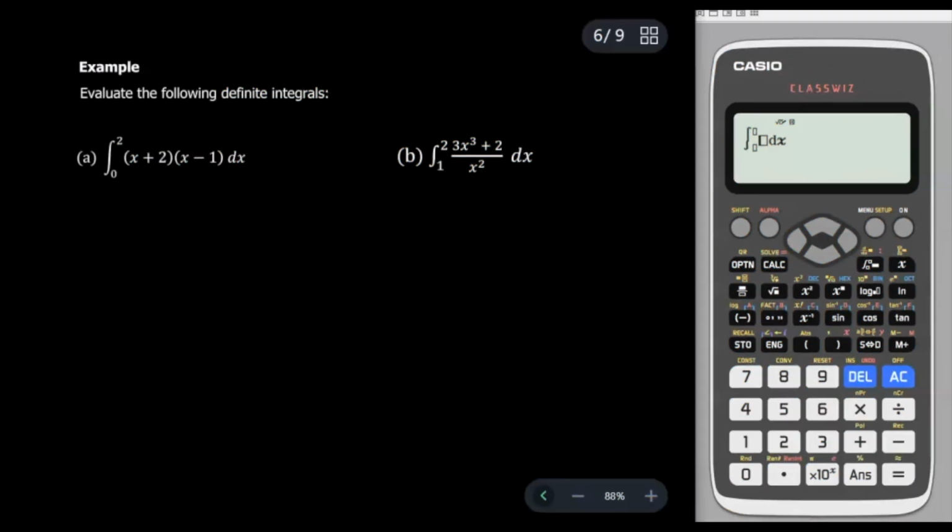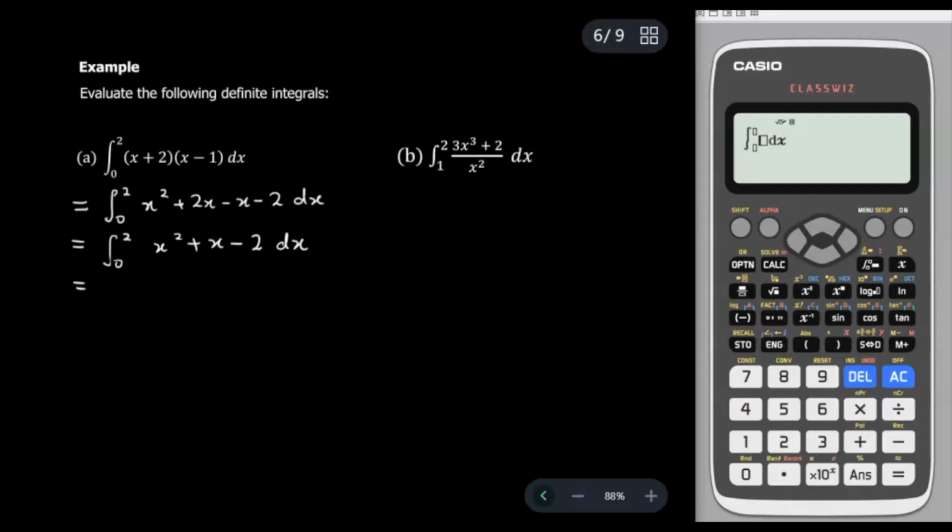Let's look at this example. Evaluate the following definite integrals. So for a, first I'm going to expand the two brackets. So integration from 0 to 2, so it'll be x squared plus 2x minus x minus 2 dx. So it's equals to integration from 0 to 2, x squared plus x minus 2 dx.